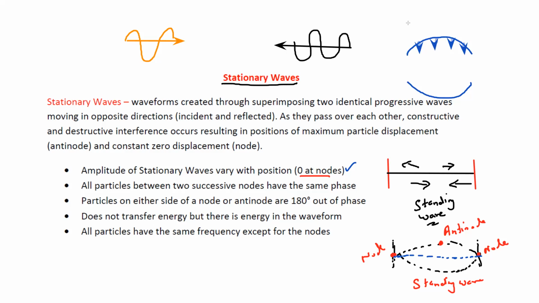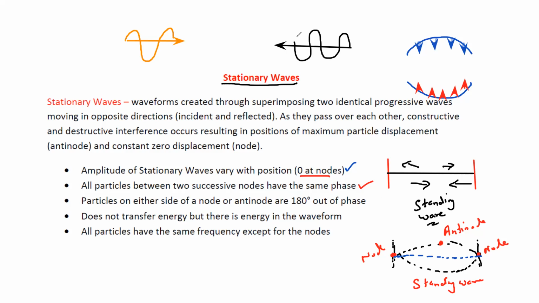If the wave is at the crest, then all the particles tend to move downward towards the mean position. But if it is at the trough, then all the particles tend to move upward towards the mean position. So all the particles between two successive nodes have the same phase. And the particles on either side of a node are 180 degrees out of phase.